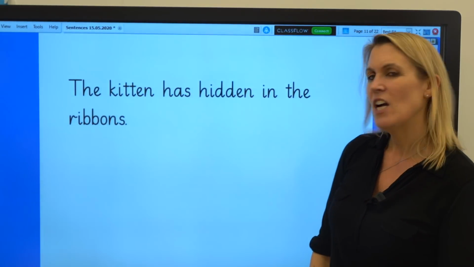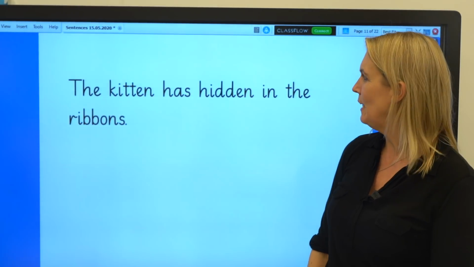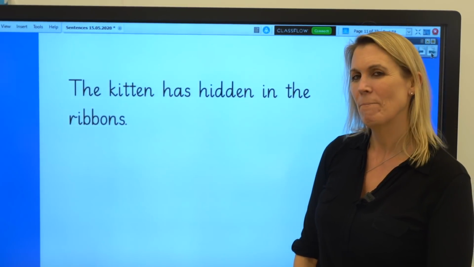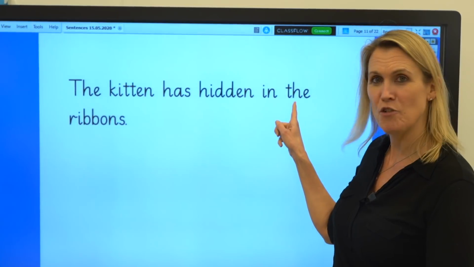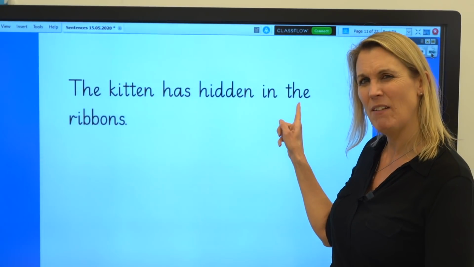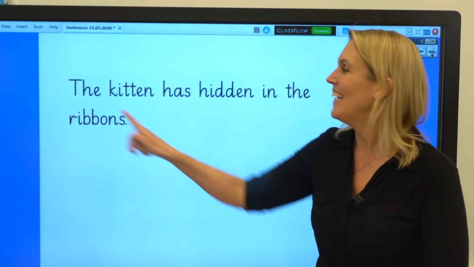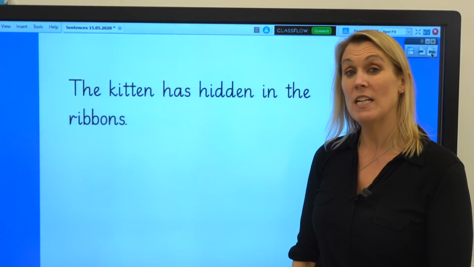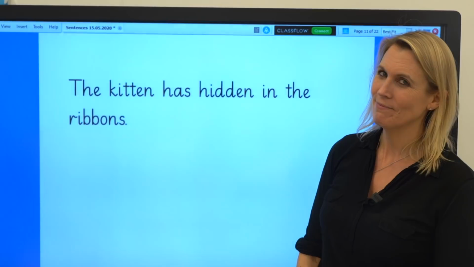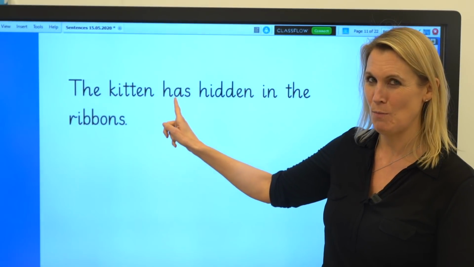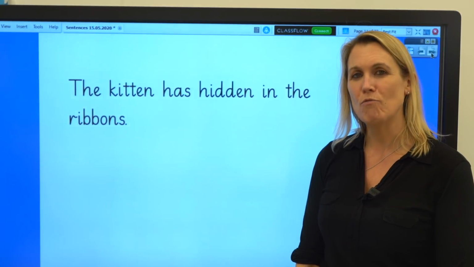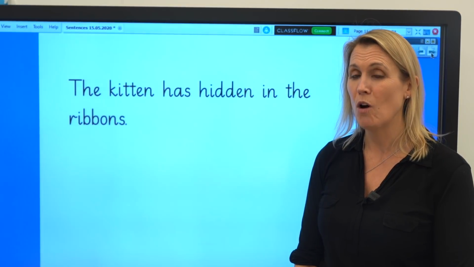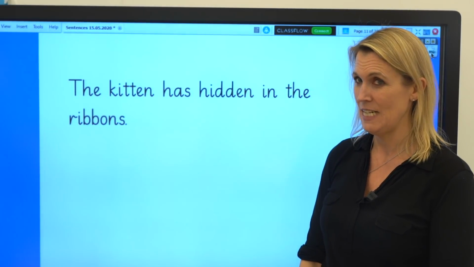Can you see a tricky word we read today? Yes, this is the tricky word the. Can you see it anywhere else? You're right, it's at the beginning of our sentence with a capital letter. Can you see the tricky word has? Yes, good spotting. Now, I want you to read aloud as I point to the words. Remember to sound out any words you are not sure of. Ready?